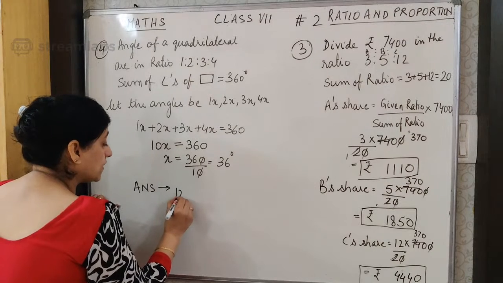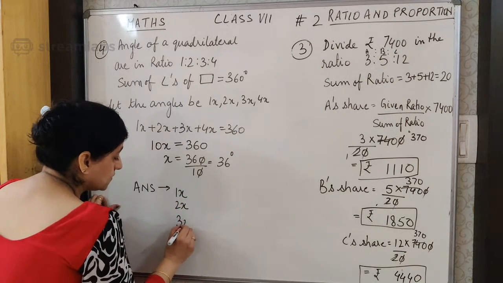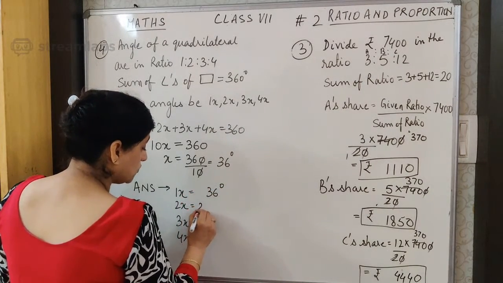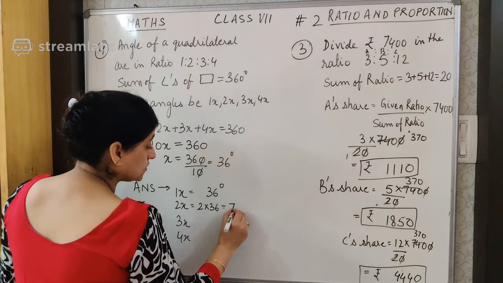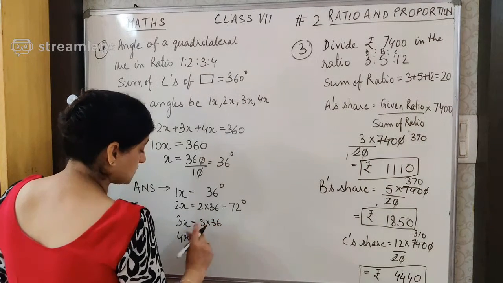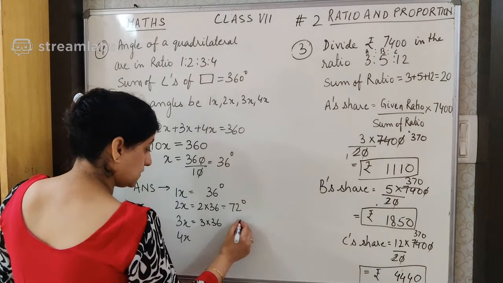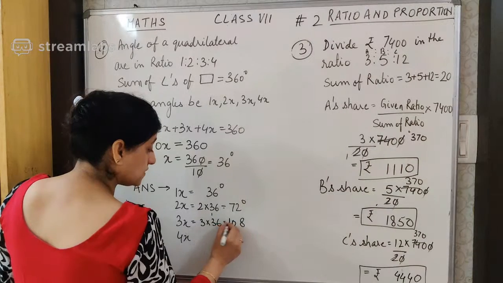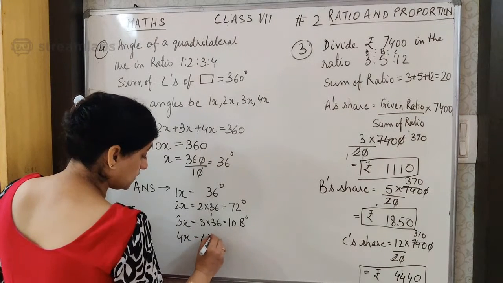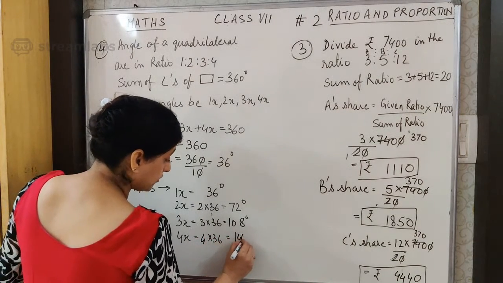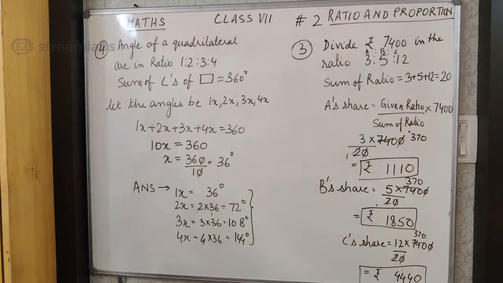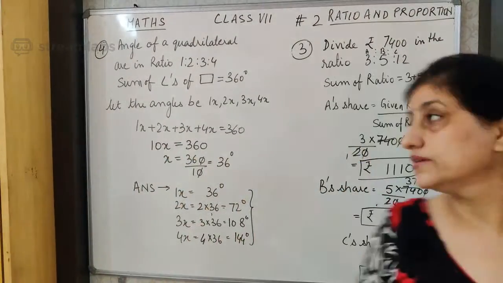Now I'll report the answer. All the four angles will be 1x, 2x, 3x, 4x: 1x is equal to 36 degrees, 2 into 36 equals 72 degrees, 3 into 36 equals 108 degrees, and 4 into 36 is equal to 144 degrees. This is how we will get all the four required angles. Right, children?